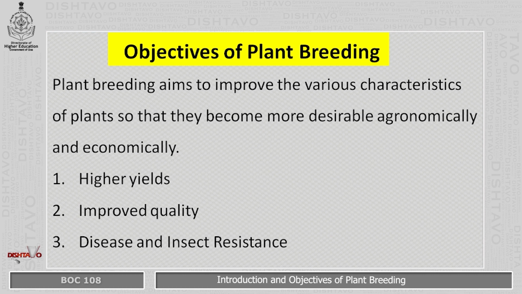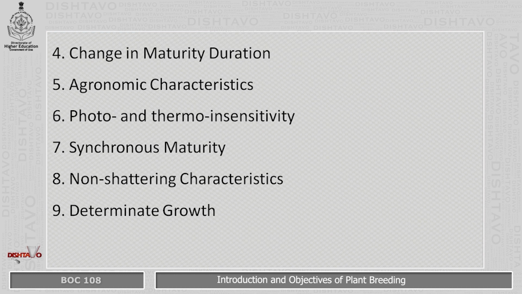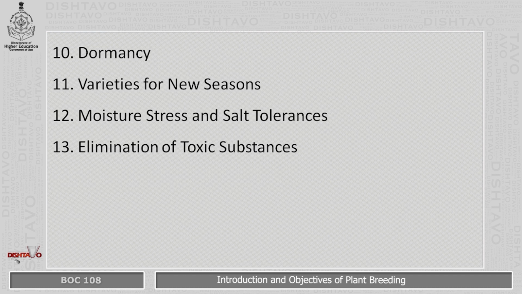improved quality, disease and insect resistance, change in maturity duration, agronomic characteristics, photo and thermo insensitivity, synchronous maturity, non-shattering characteristics, determinate growth, dormancy, varieties for new seasons, moisture stress and salt tolerance, elimination of toxic substances.